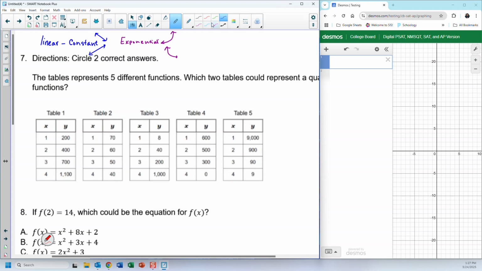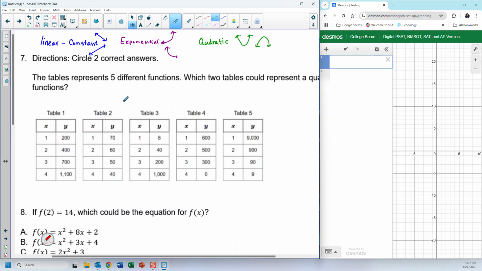Okay, and then the third one, eventually, like on this one that we're looking at, are quadratic functions. Quadratic functions, they have it where they're decreasing and then they completely turn around and then start increasing again. Or they start increasing and they turn around and they start decreasing.